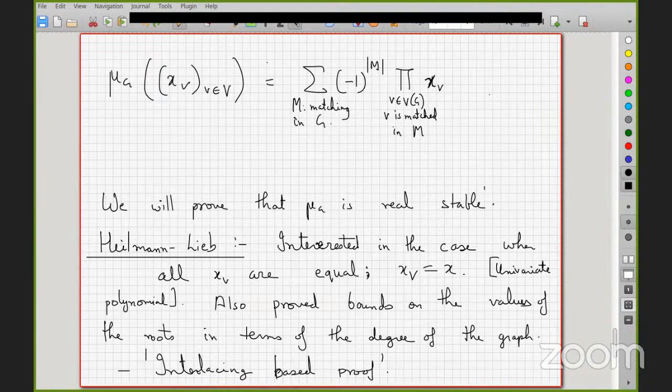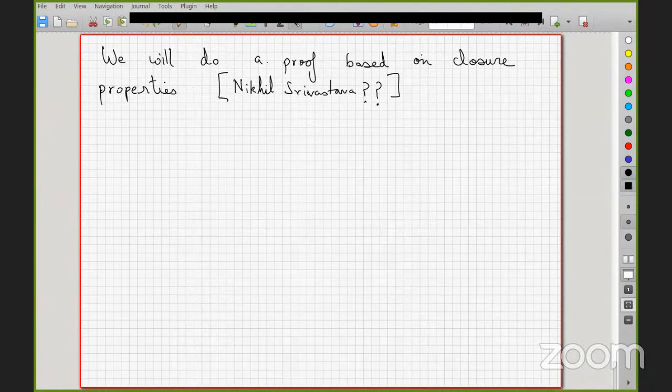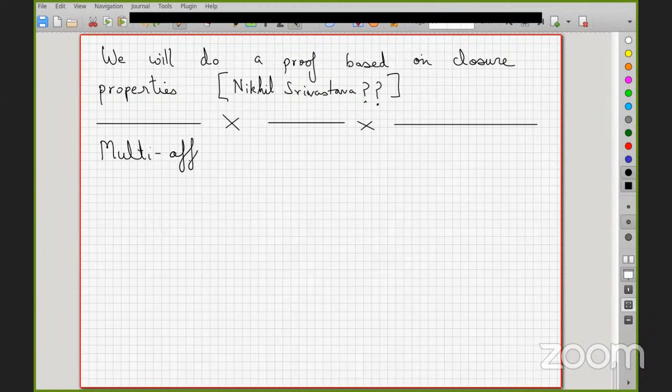Okay, so let's do a thing. Let's start again with a polynomial. But maybe before the polynomial, let me say what is this closure property that we're going to use. We'll use something called the multi-affine part. What is the multi-affine part? Let me first take a very trivial kind of thing, as motivation.